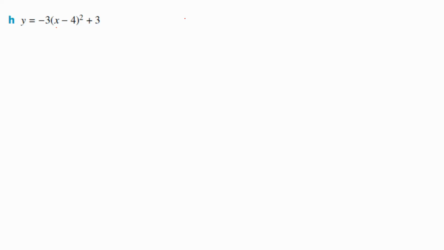So for example, if I give you this, that's a turning point form. There's only one x. If I gave you this, that's not a turning point form. There are two x's. If I gave you this, that's not a turning point form because it has two x's. If I gave you this, that's a turning point form because it only has one x. Okay, so in our case here, this is a turning point form.